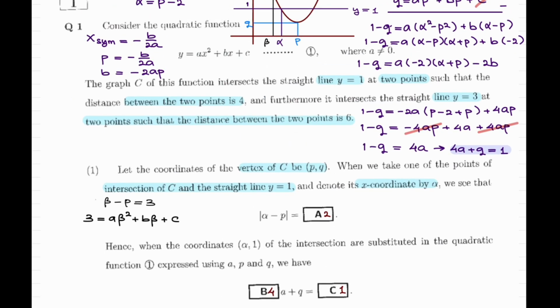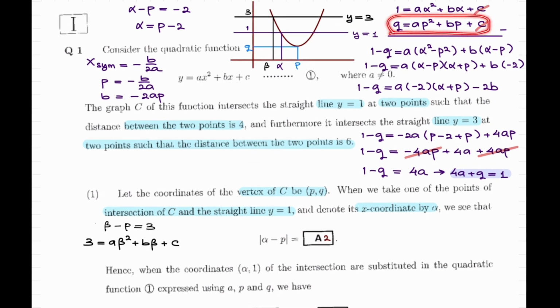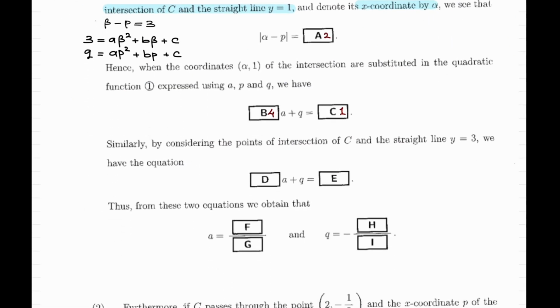And then to express it in terms of A, B, and Q, we can use the same equation here. This is the equation when we substitute the vertex into the quadratic function: Q equals a P squared plus b P plus c. Once again you subtract these two equations, then you will get 3 minus Q equals a beta squared minus P squared plus b beta minus P.